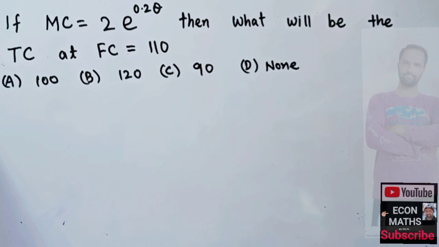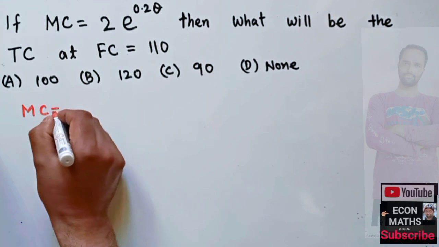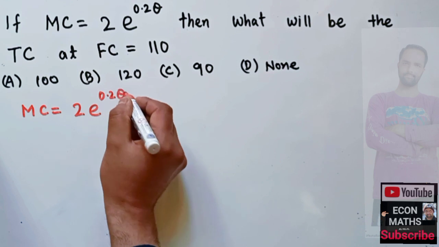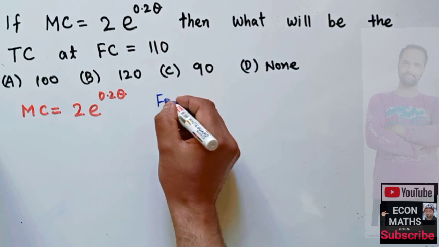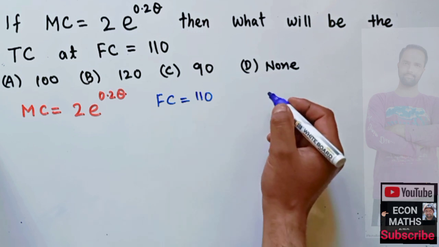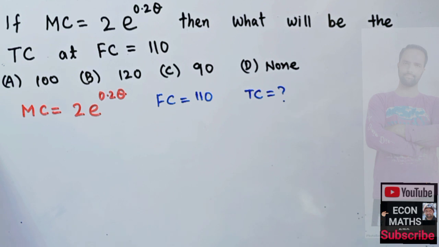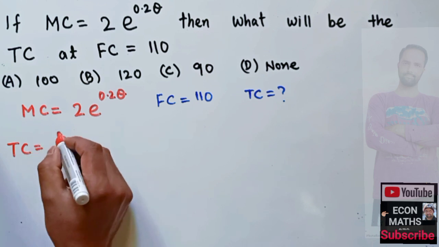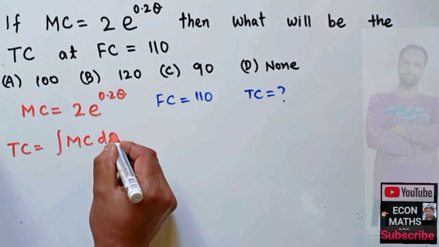Okay, so what are we being given? We are being given that the marginal cost is equal to 2 times e to the power 0.2 q. Also we are being given the fixed cost, that very cost which does not depend upon the level of output, which is equal to 110, and we want to find out the total cost. Now it's very simple. Total cost is simply the integral of the marginal cost function with respect to output.